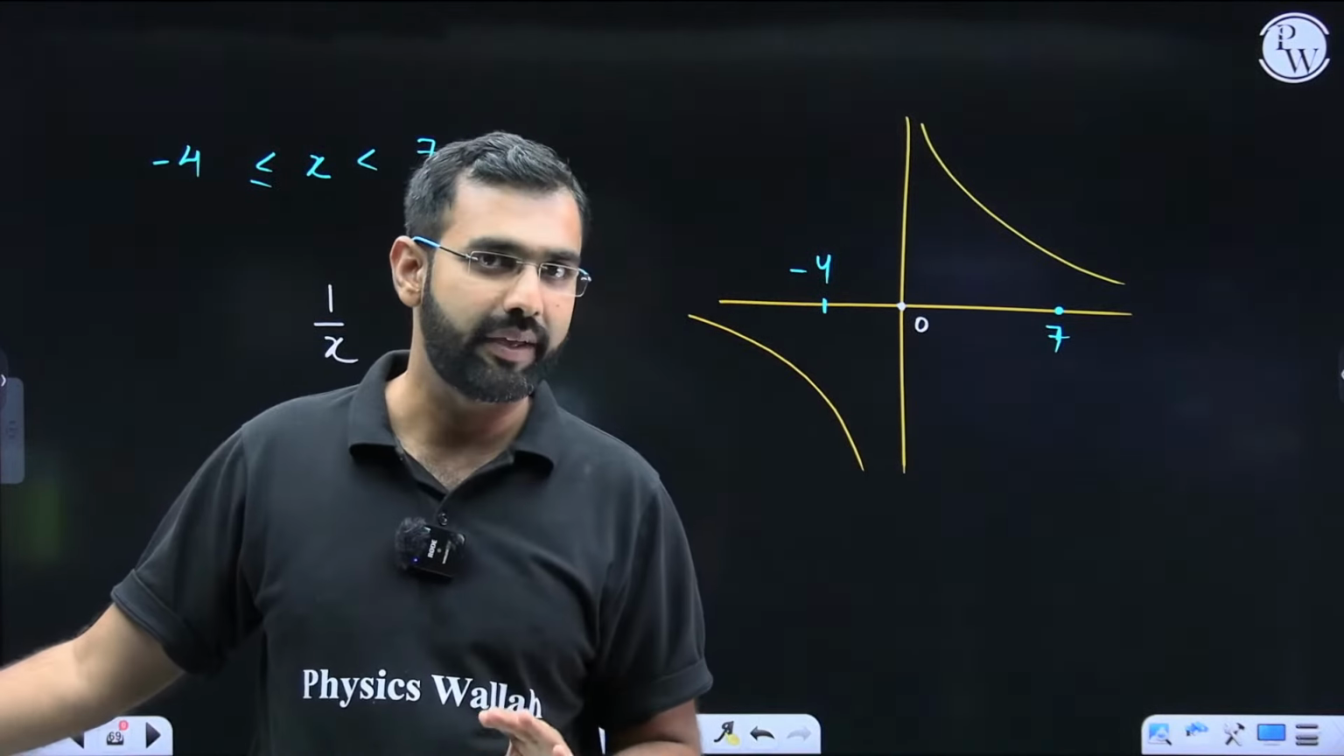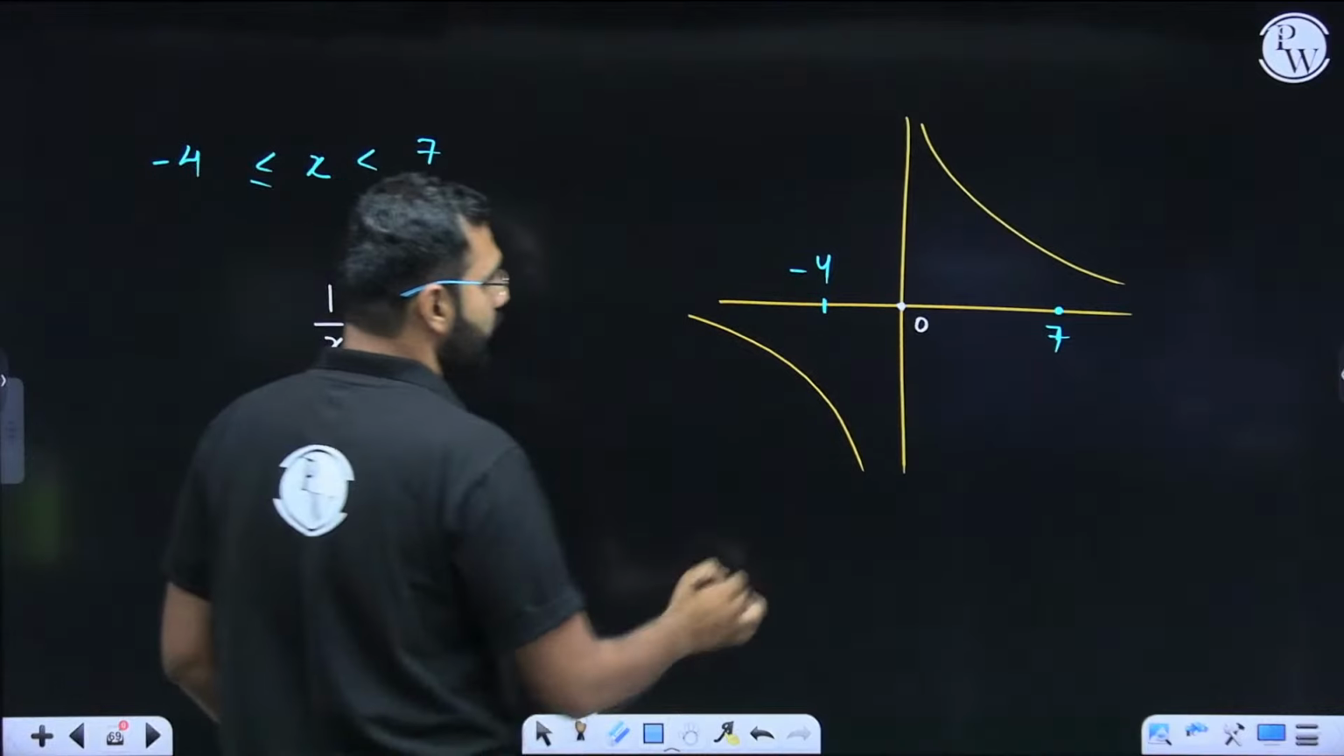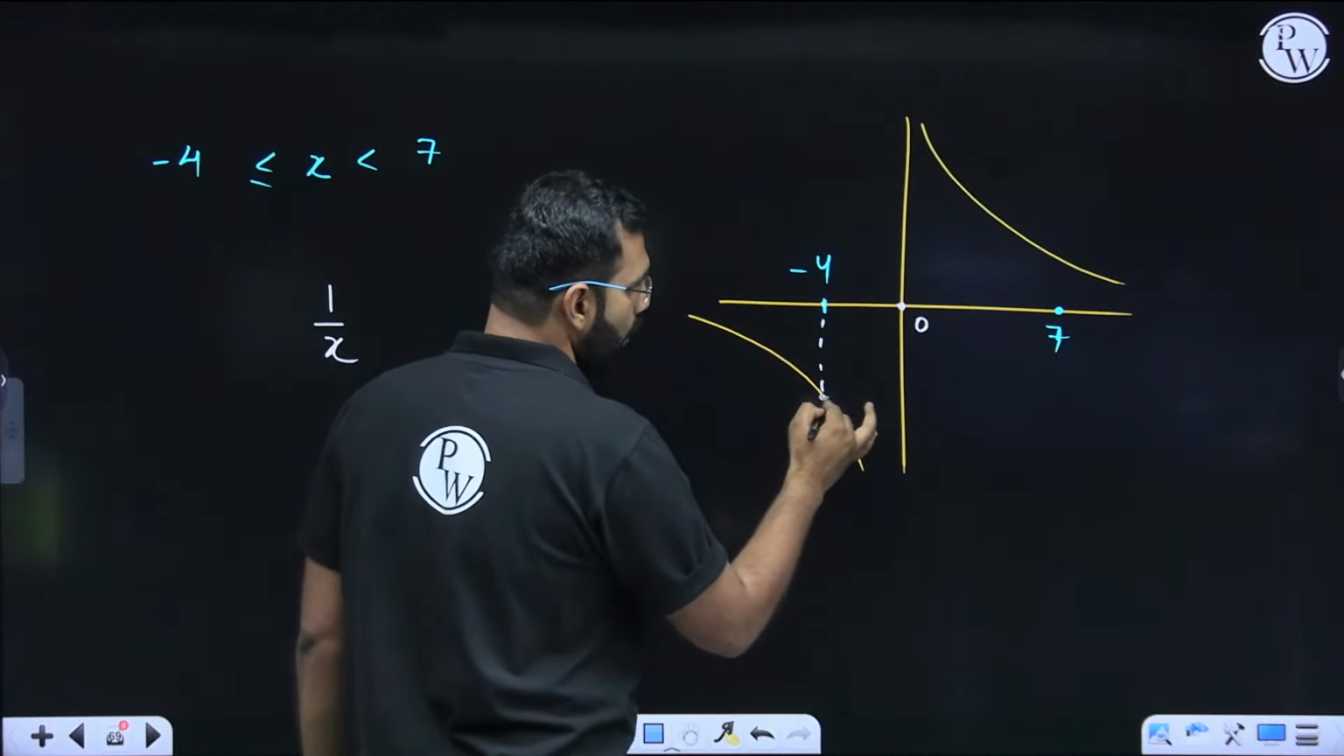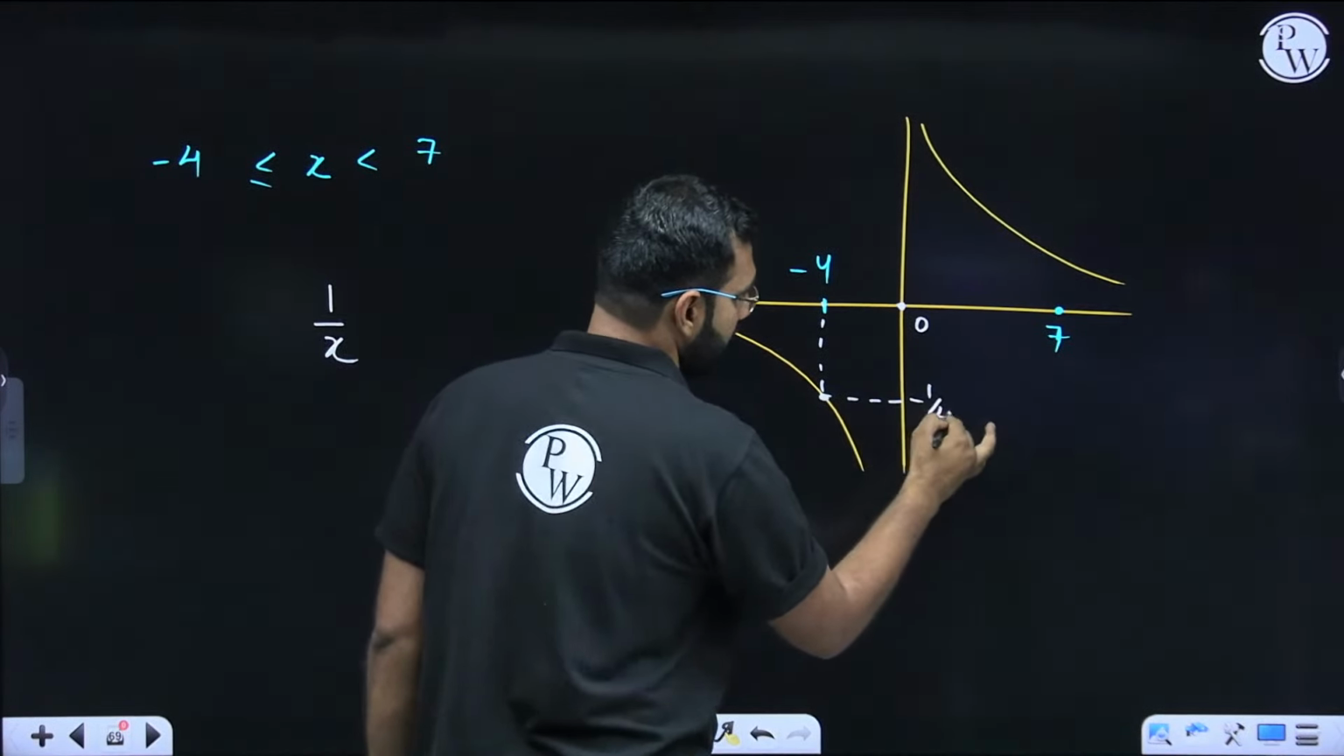So I will now consider all the values of x from -4 to 0, excluding 0, and then from 0 to 7, again excluding 0. Did you all get that part, or shall I repeat this? All the participants. So from here, first of all, this is -4, where what I get is -1/4. This is 7, where what I get is 1/7.